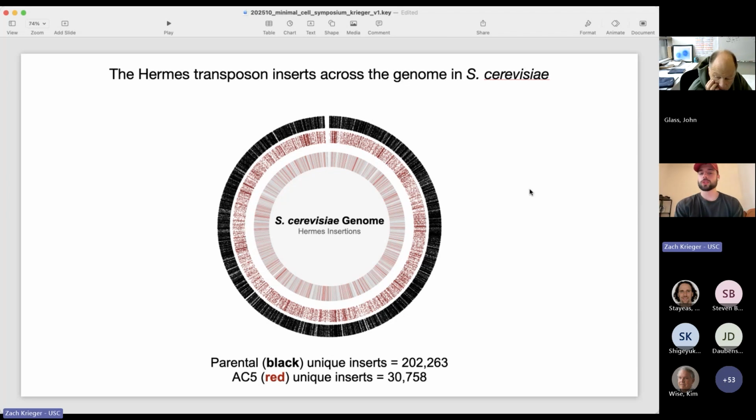We got a lot of insertions. We got 200,000 unique inserts, which is outlined in this black, kind of in this circle plot of the genome. And then in AC5, we got 30K unique insertions. We had the same depth of sequencing in both strains, but AC5 appears to tolerate insertions much less than its parental strain, which is kind of what we might expect, but needs to be followed up to make sure that's not a technical artifact.